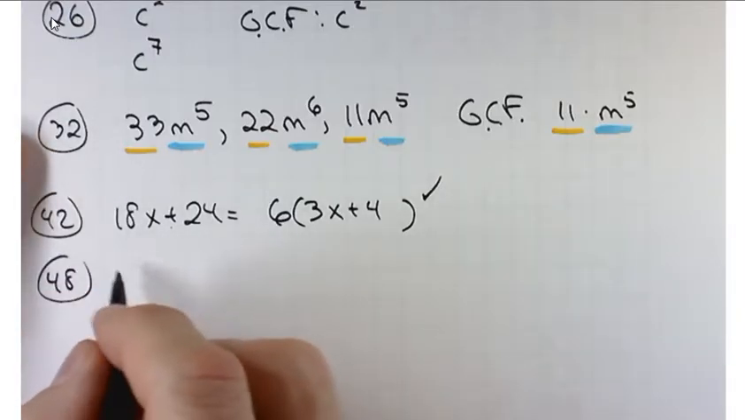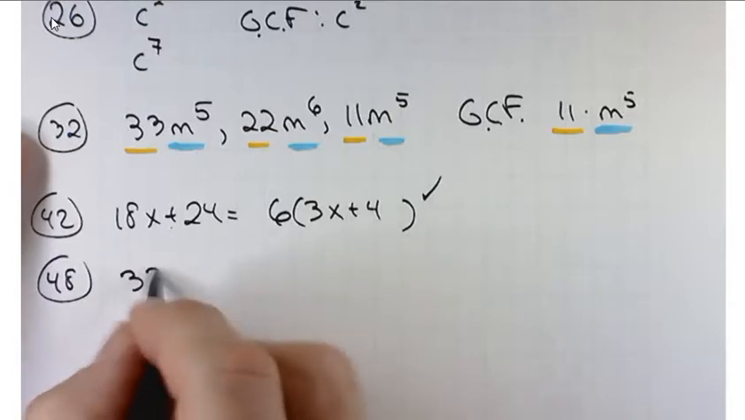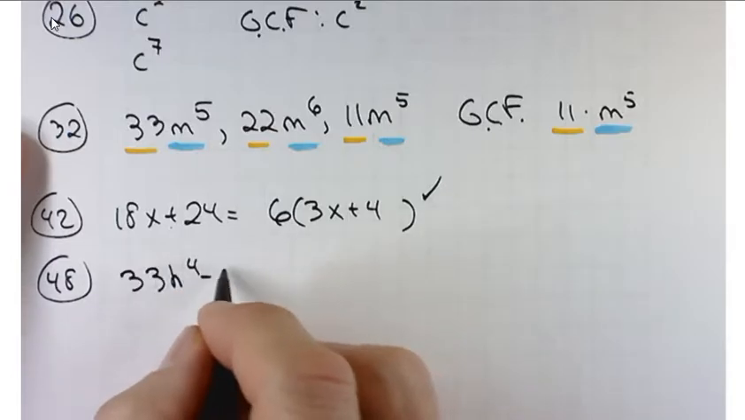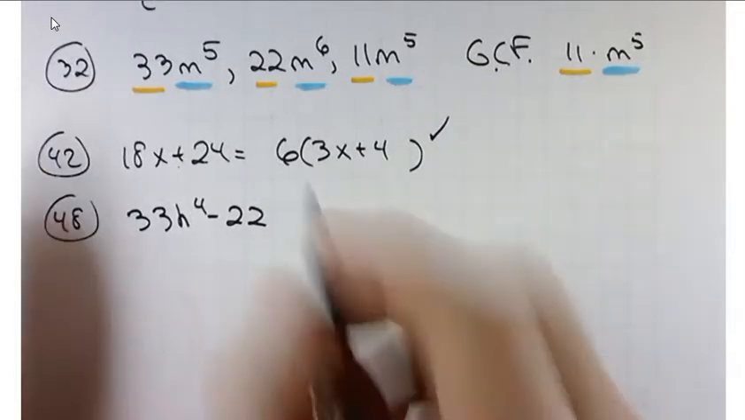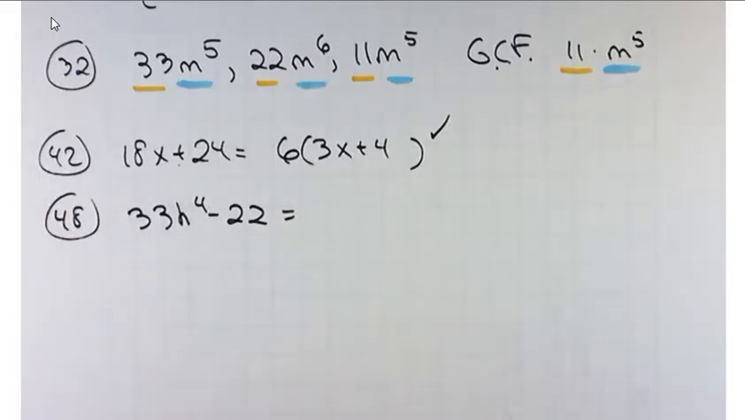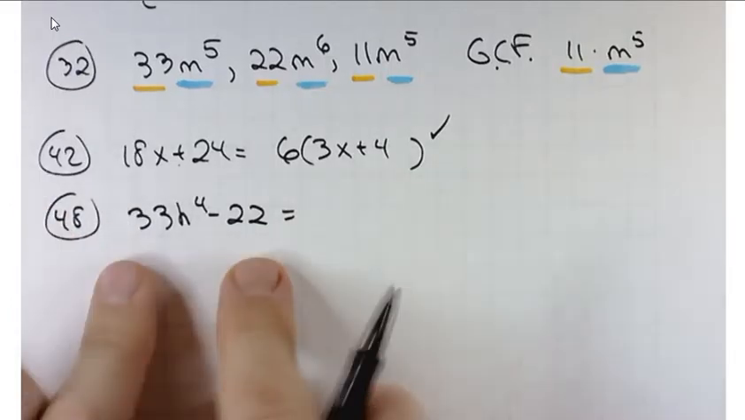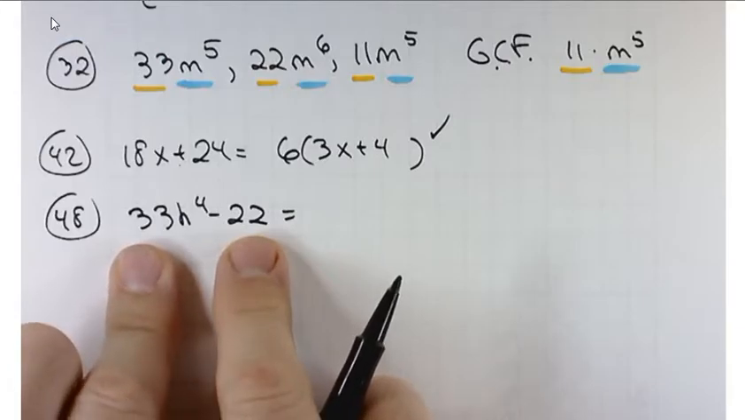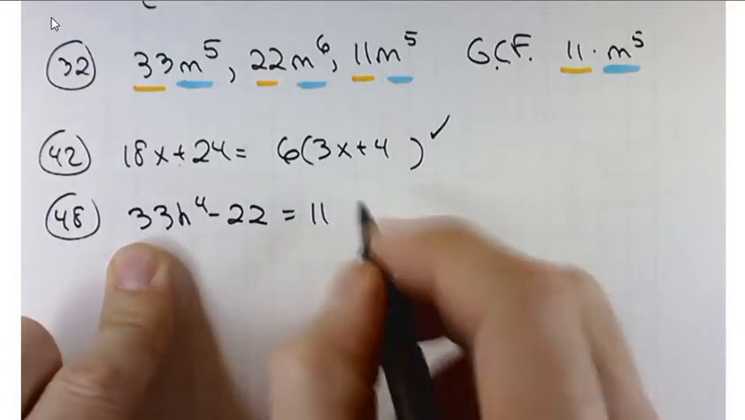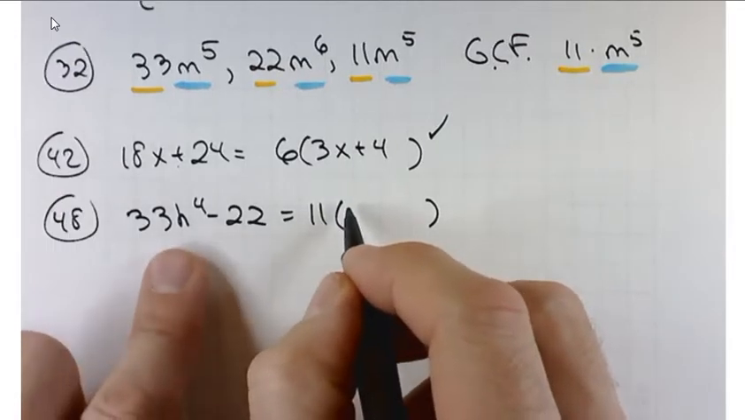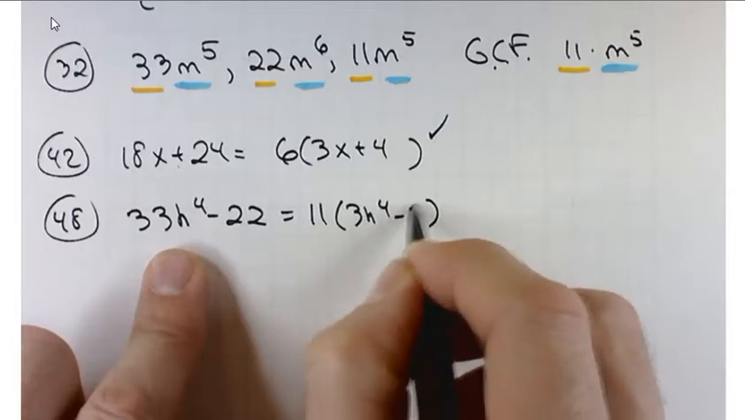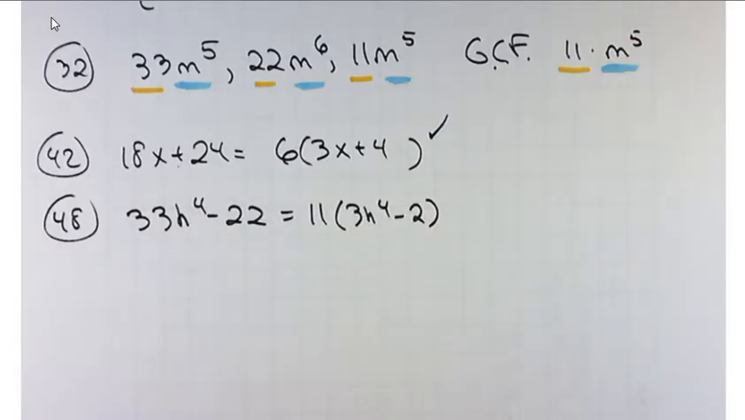Another one like that is problem number 48. 33h to the 4th minus 22. Okay, well, is there anything in common to both of these? 11. Rochelle, if I factor out an 11, what's left behind? Perfect. And again, you can check by distributing. We'll work on some more after today.